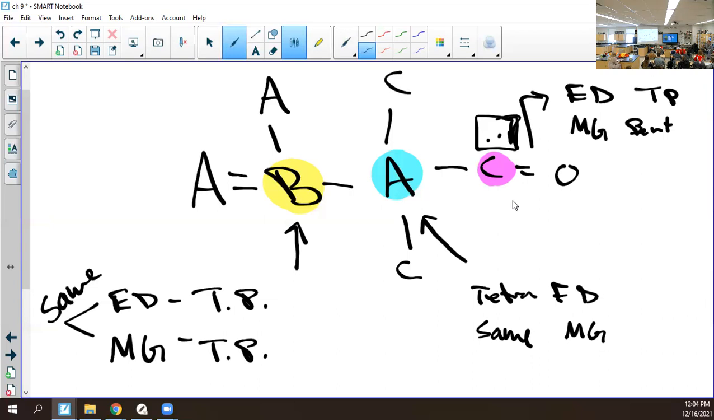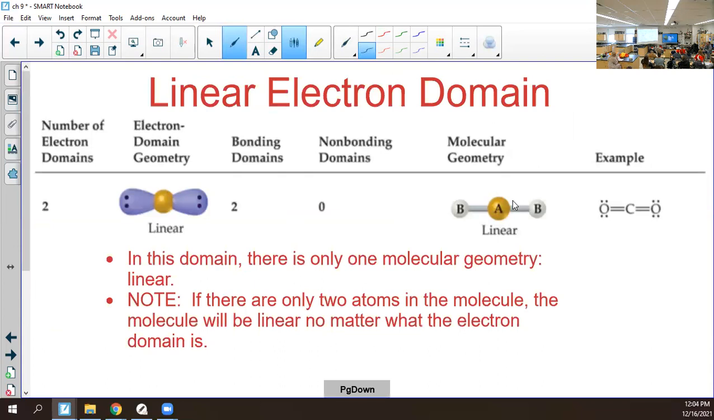That's why we're going to draw this table coming up. Okay, so here we go. Linear. If I was drawing a table, I would just draw it like this. Write the word. In this domain, there is only one molecular geometry, and it's called linear.